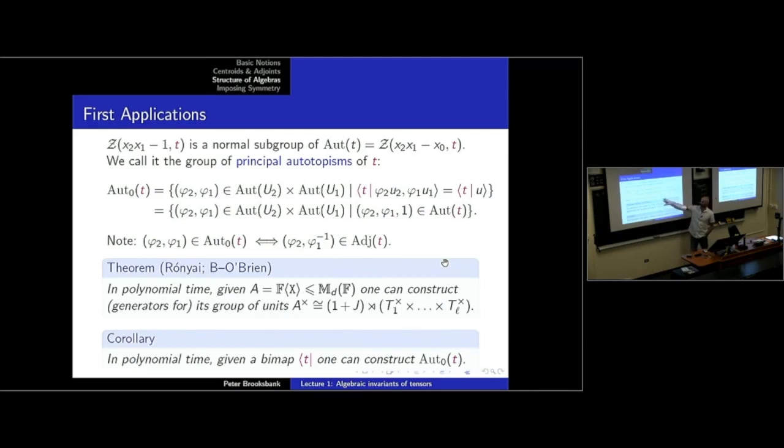Well, basically it means that this group is isomorphic to the group of units of the adjoint algebra. And so what we really need to be able to do is to compute the group of units of the adjoint algebra. Okay. Now this, of course, is an interesting problem in its own right. If you're given an algebra A, how can you write down its group of units?